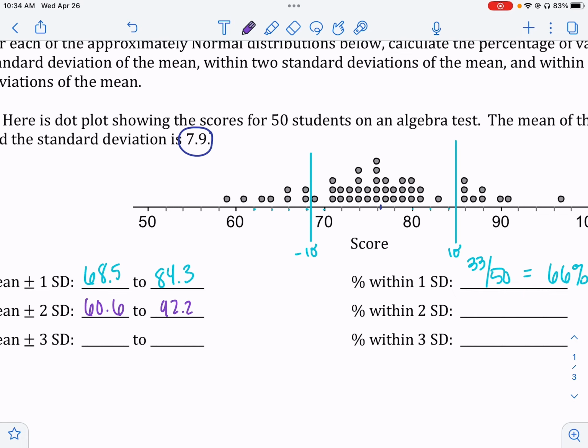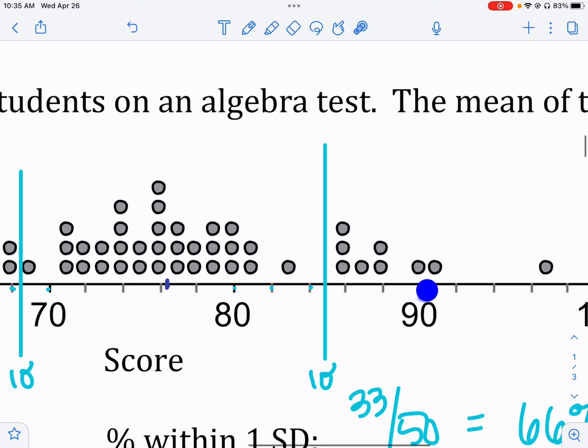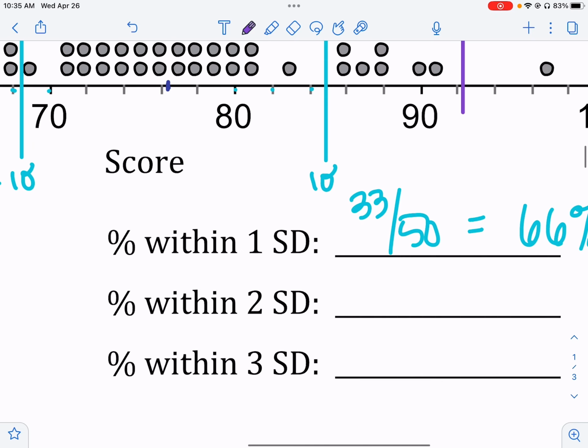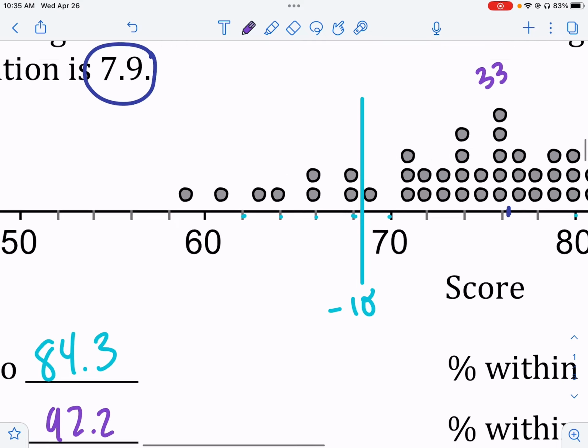I'm going to do the same thing. I'm going to find where those are. So if this is 90, this is 92. I'm going to go ahead and do the percent, so I'm going to count how many of these there are here. So this was 33. There's now 1, 2, 3, 4, 5, 6, 7, 8 here. So I'm going to be able to come back and use that number.